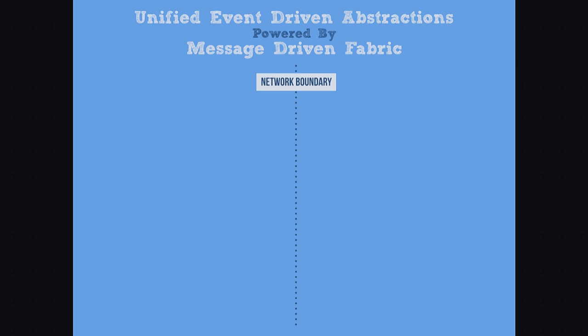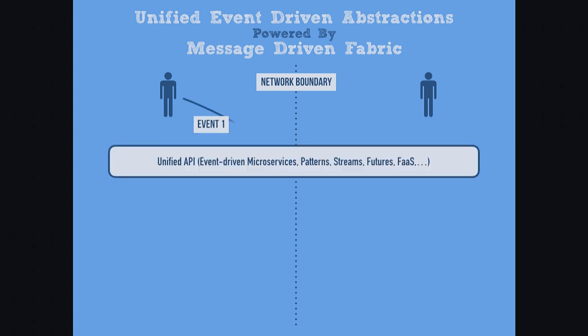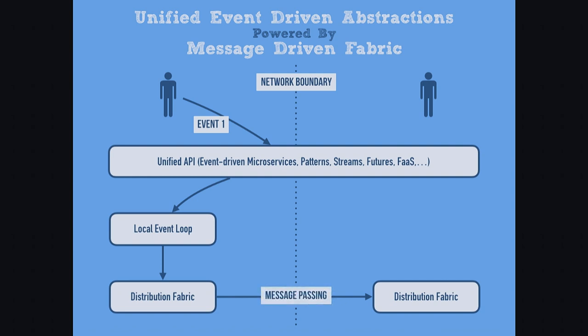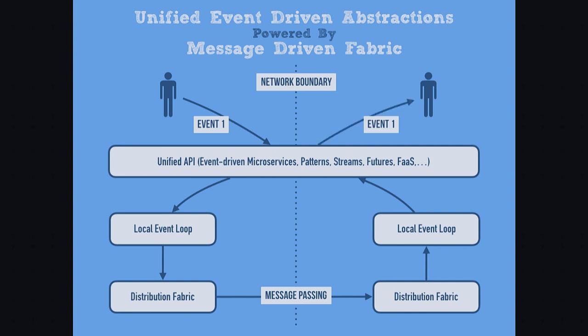If we have the network boundary here, and then two different users, user A and user B, for example, and user A sends an event down to this unified API, whatever it is, event-driven microservices or some stream-oriented thing. Then that relays it to the local event loop on that node, which can relay it over to the distribution fabric, which then, through message passing, passes it over to some other node, using addressing, using communication, which we don't really have up in the event-driven model. And on the other side, it can be relayed up to the local event loop, back to the unified API, and then passed over to user B.